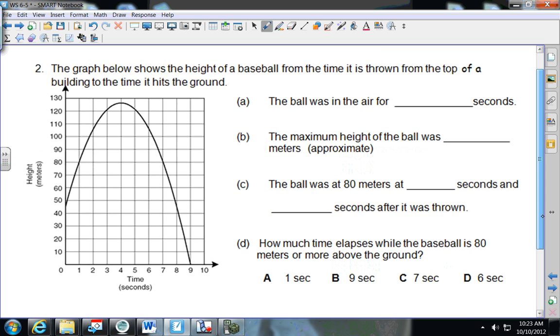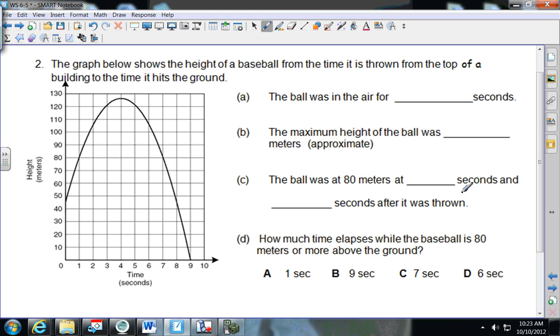Next one. Take a minute if you're at home, pause the video, and then come back and see how you do. The first question says the ball was in the air for blank seconds. Okay, well, it started here, and it went up and came back down, and it ended at 9. It was in the air for 9 seconds.